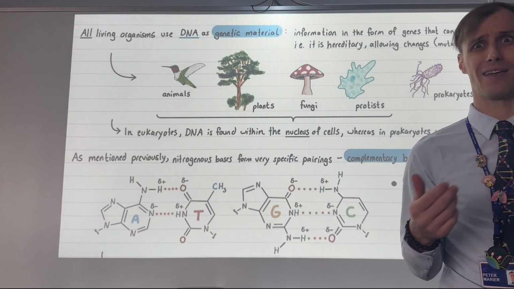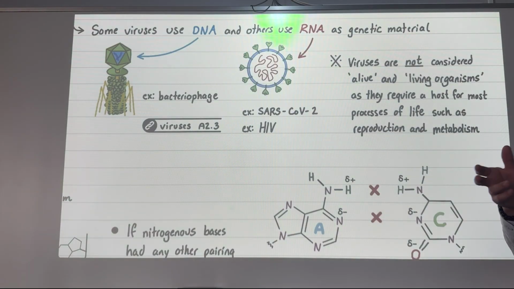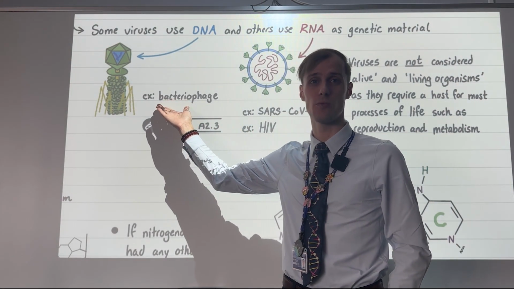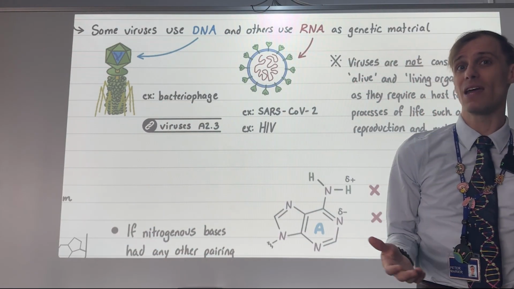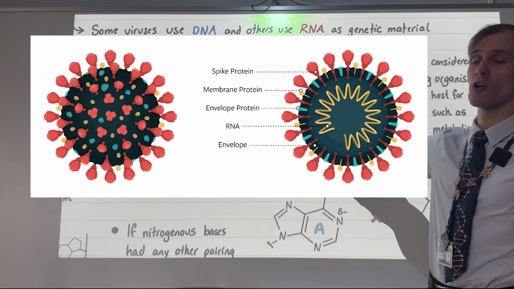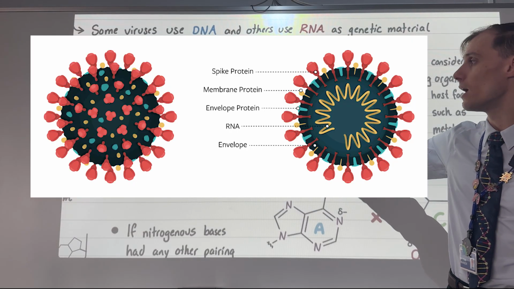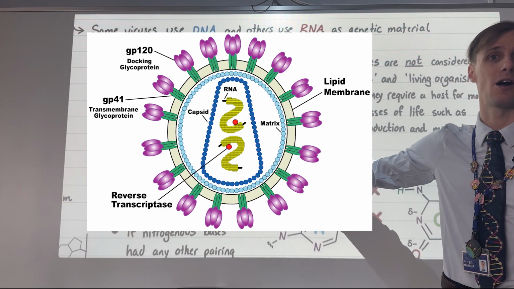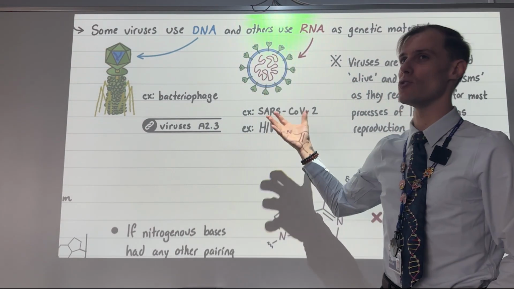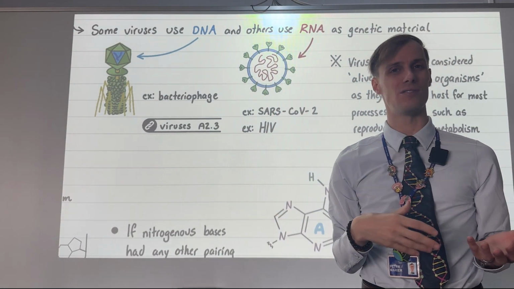What about things like viruses? Some viruses actually do store their genetic material as DNA, such as bacteriophages, which infect bacteria, but many actually use RNA instead, such as, very famously, SARS-CoV-2, which can cause COVID, and HIV, which can cause AIDS. And so, is this not contradictory? These two actually use RNA instead of DNA.